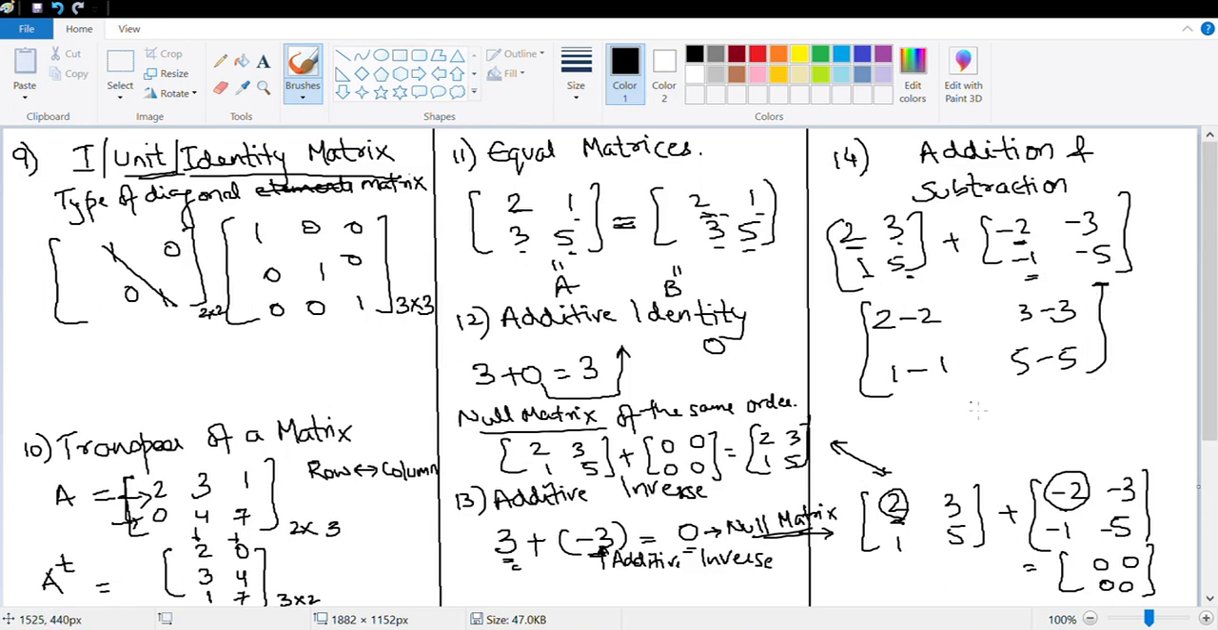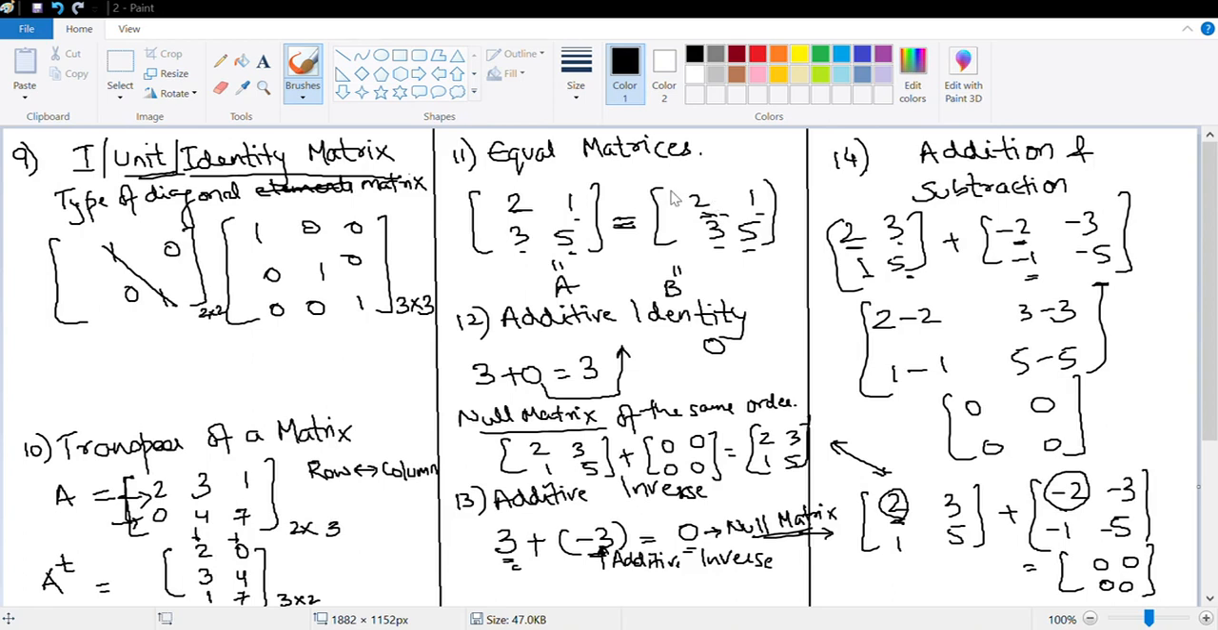So 2 minus 2 is 0, 1 minus 1 is 0, 3 minus 3 is 0, 5 minus 5 is 0. So that's how you add and subtract. That's basically it. Basically what it means is our first exercise is nothing but adding and subtracting. Life will become very simple. Let's look at some questions. It'll make your concept even clearer.